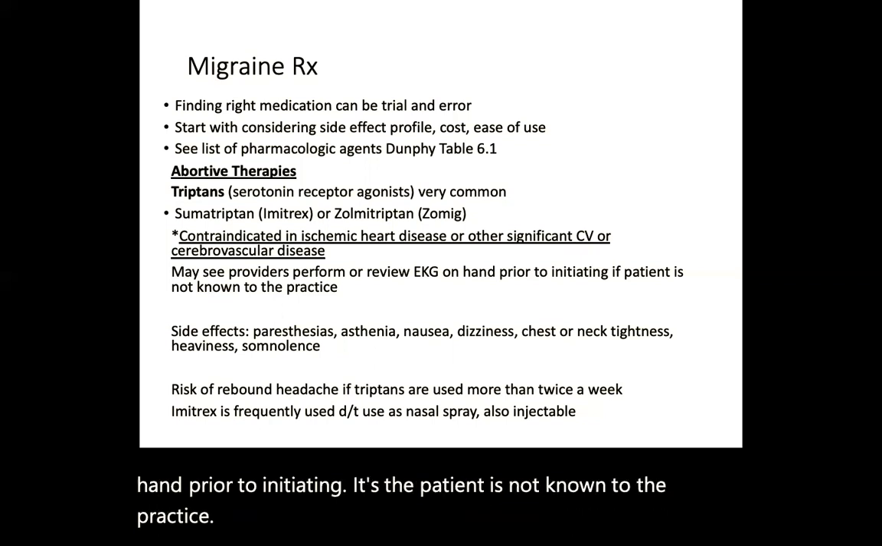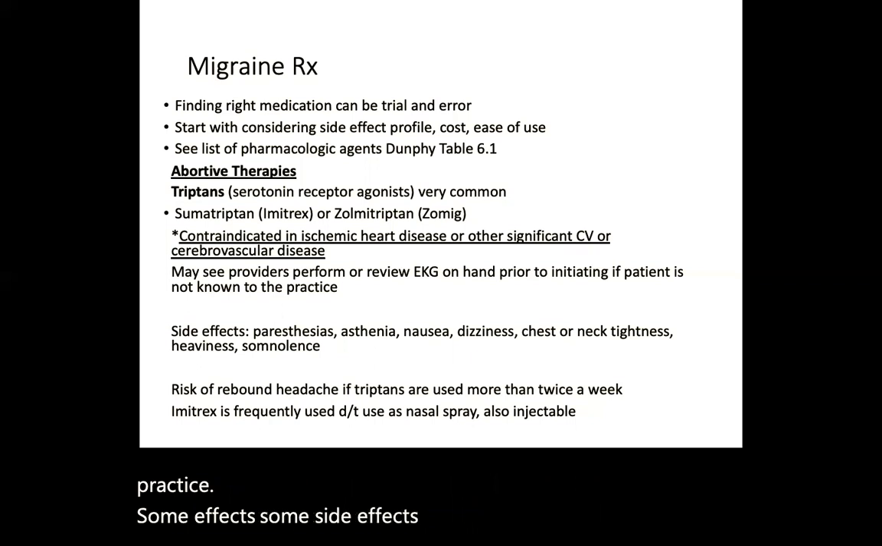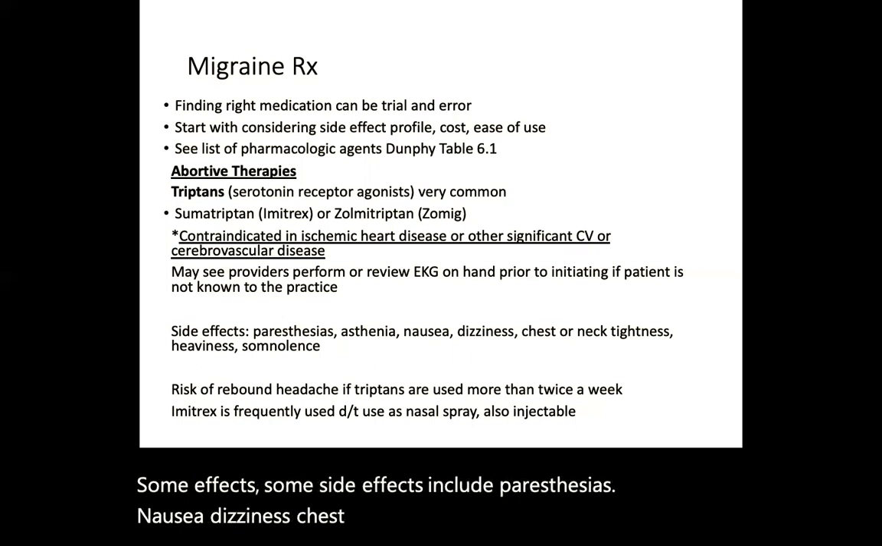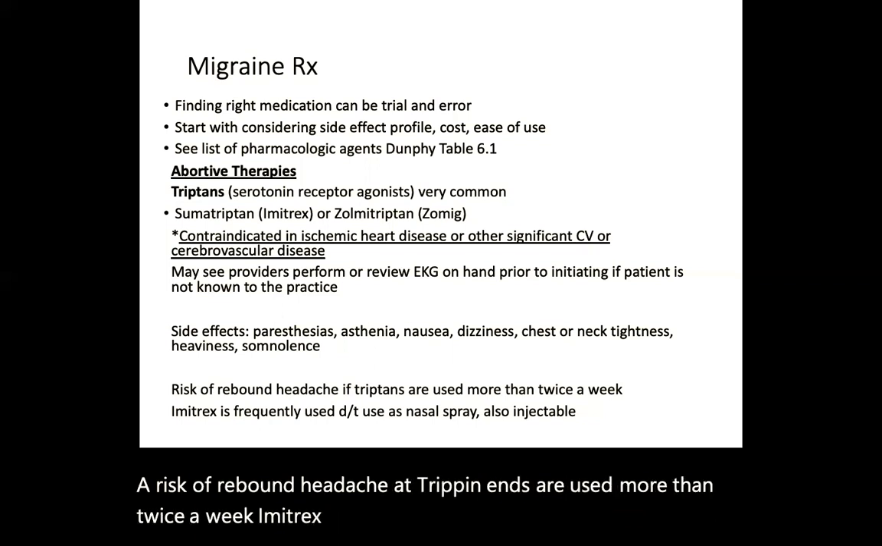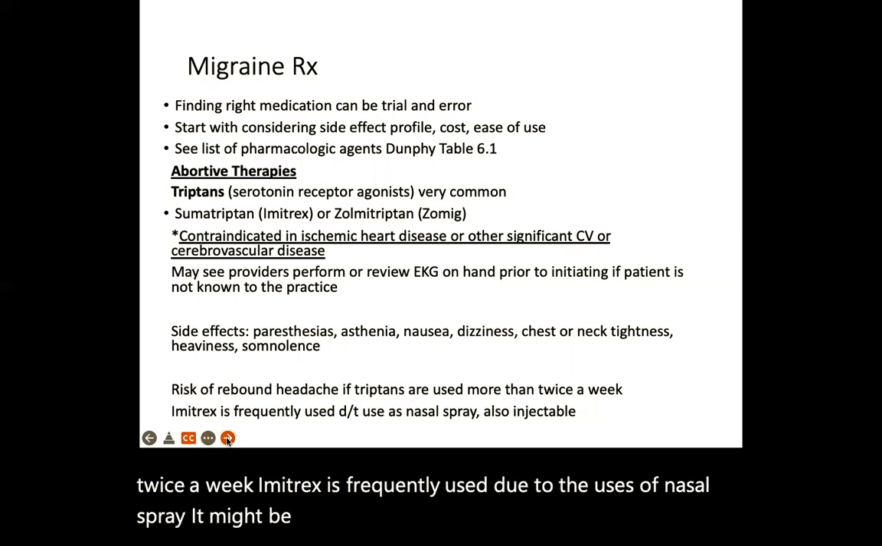Some side effects include paresthesias, nausea, dizziness, chest or neck tightness, heaviness, or somnolence. A risk of rebound headache if triptans are used more than twice a week. Imitrex is frequently used due to the use as a nasal spray. It might be easier, and it's also an injectable.